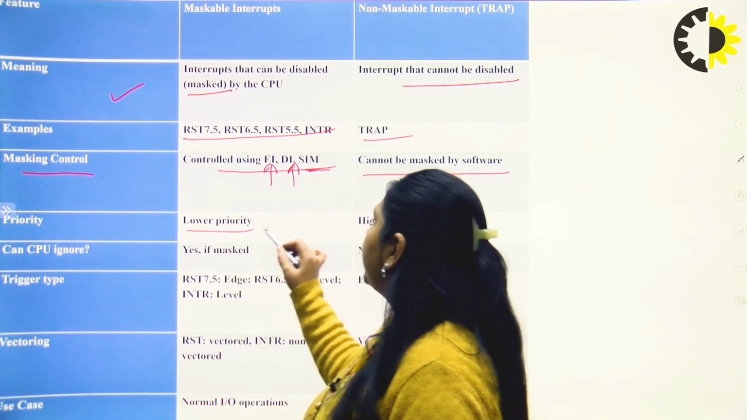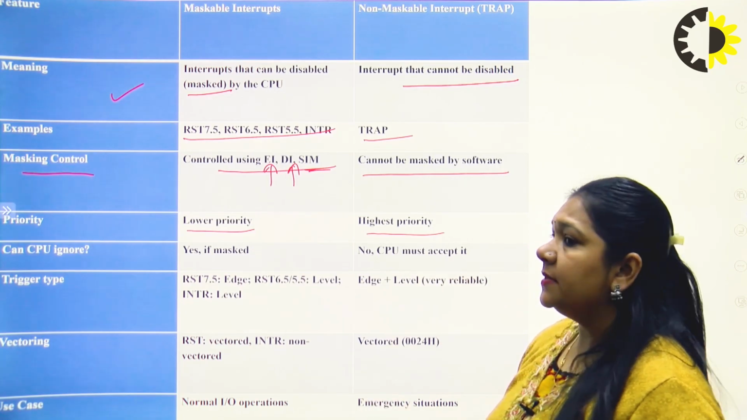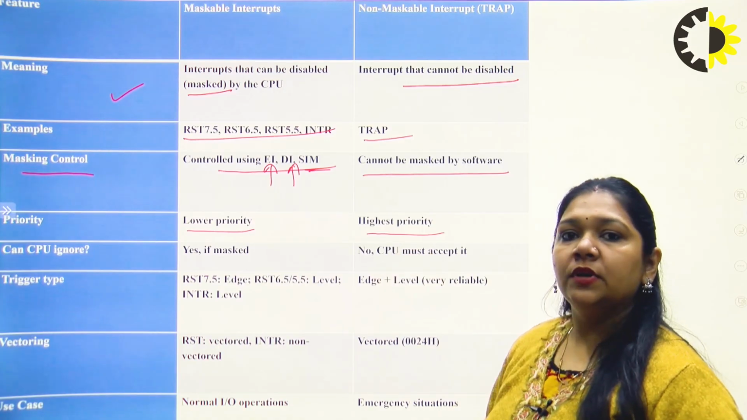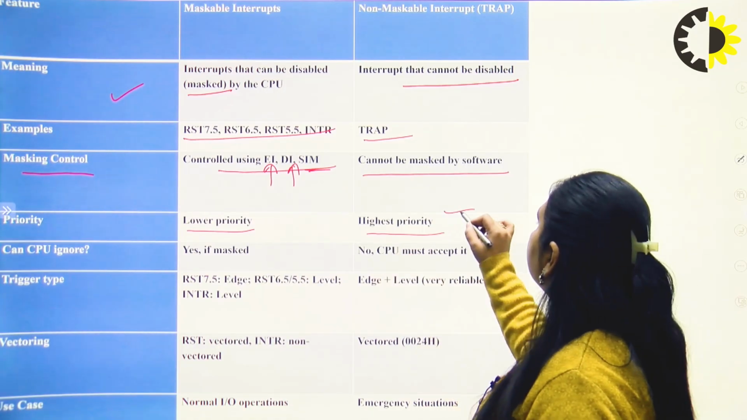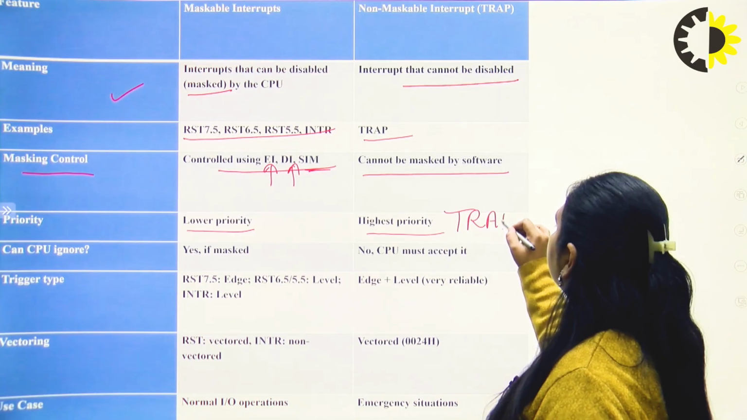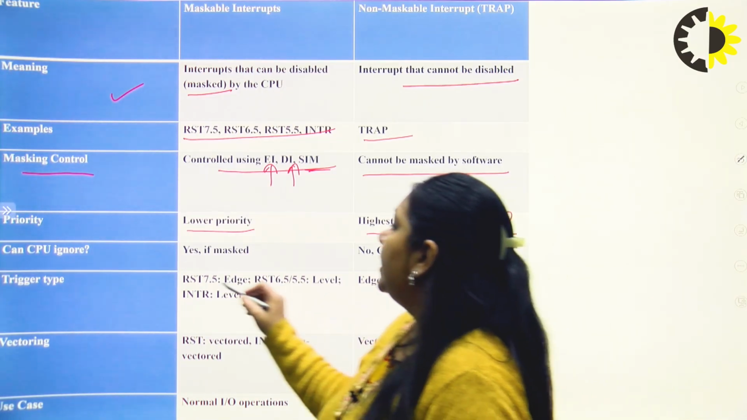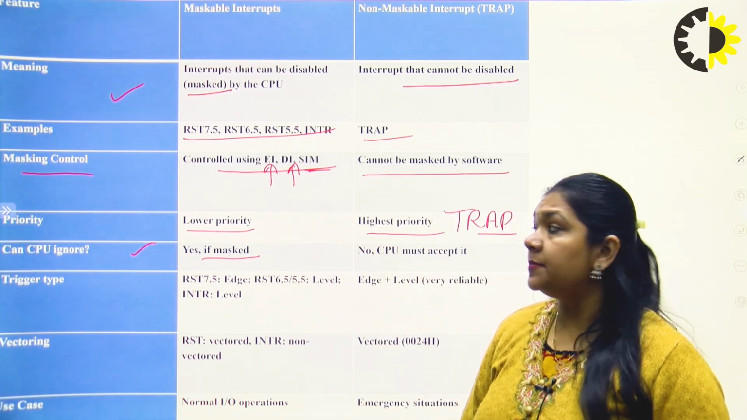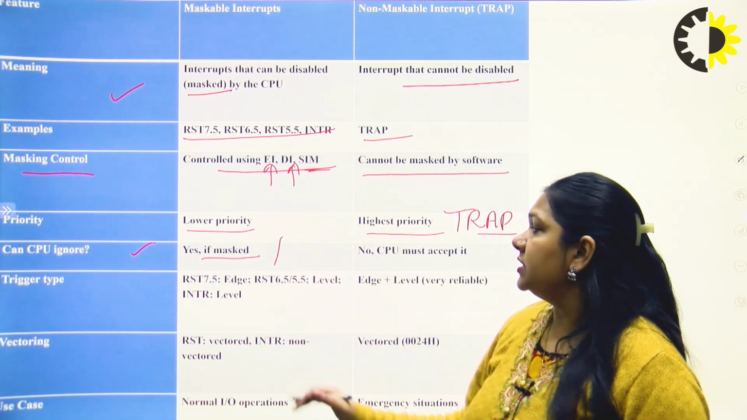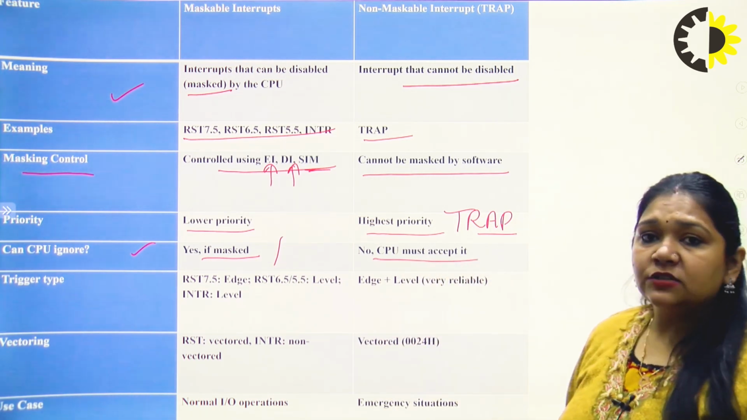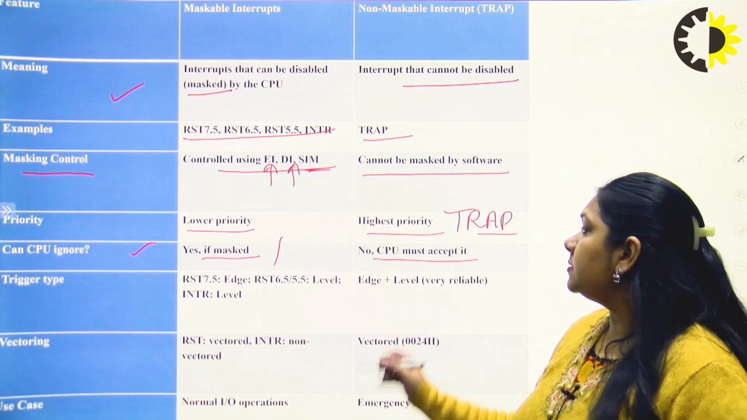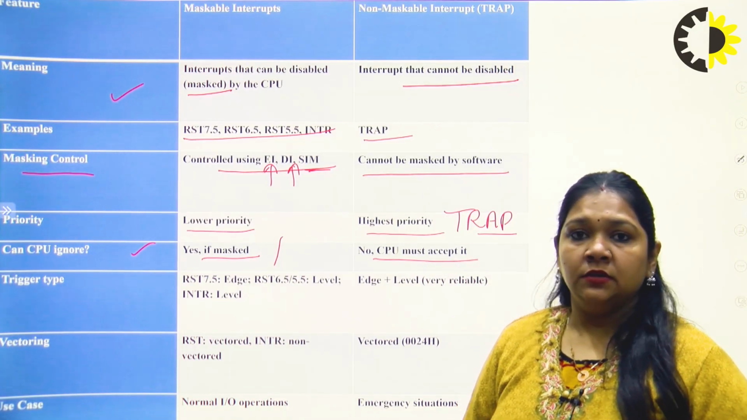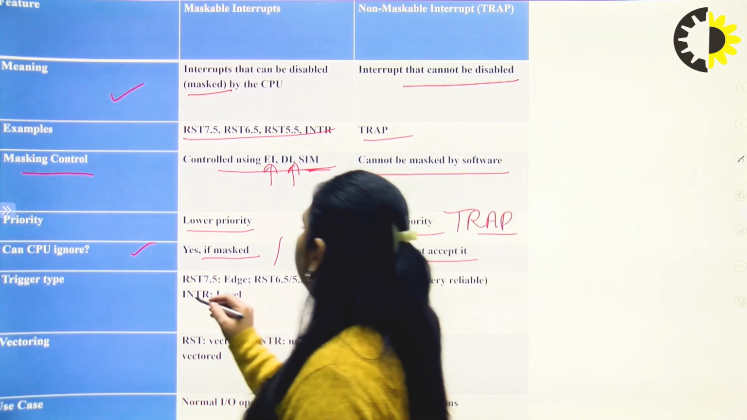If I talk about priority, maskable interrupts have lower priority as compared to the non-maskable interrupt TRAP. TRAP is the only non-maskable interrupt. Can the CPU ignore? Yes, the CPU can ignore the maskable interrupts if we have masked them, but in the case of TRAP, or I can say non-maskable interrupts, the microprocessor or CPU has to accept it. There is no option to stay away from this interrupt.